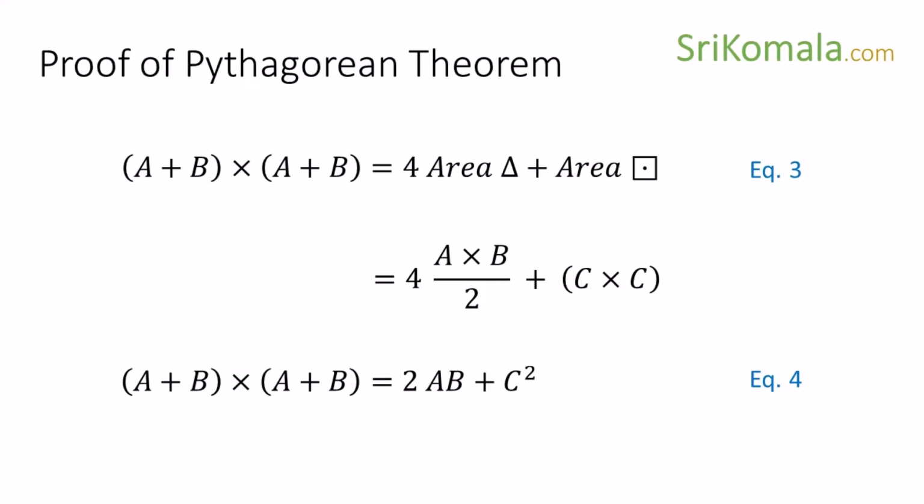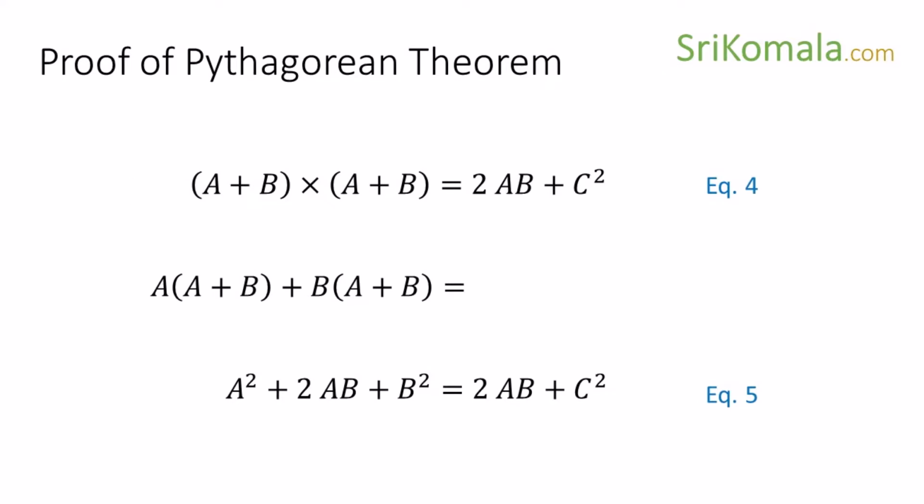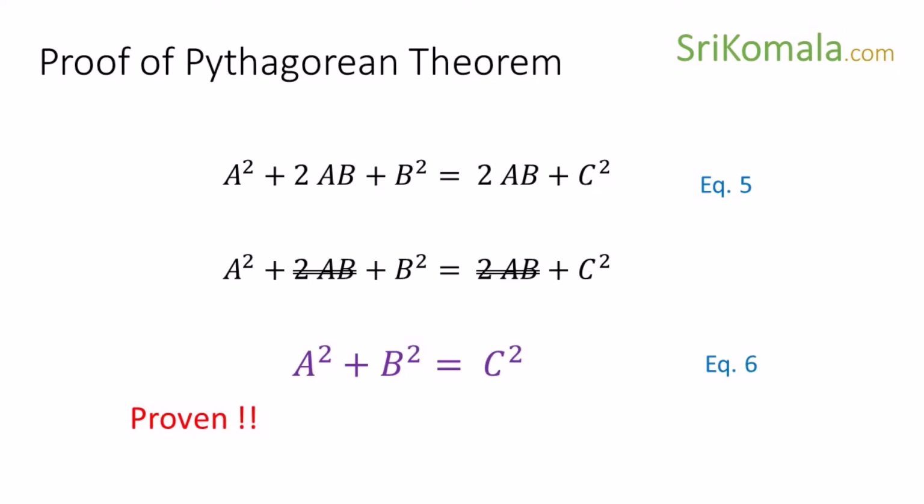Next, let us focus on the right hand side of the equation. By applying the formula of the area of a triangle and the area of a square, we get equation 4. Next, let us focus on the left hand side of the equation. By applying the distributive property, we get equation 5. Lastly, by simplifying equation 5, we get equation 6. Herewith, the Pythagorean theorem has been proven.